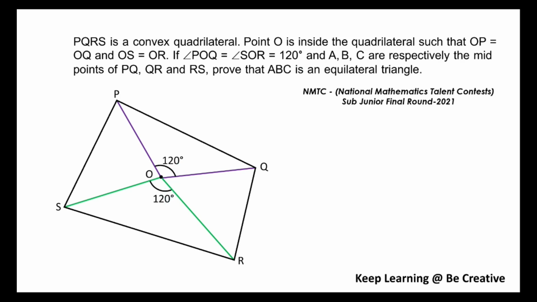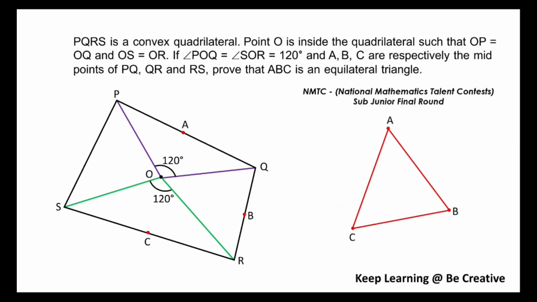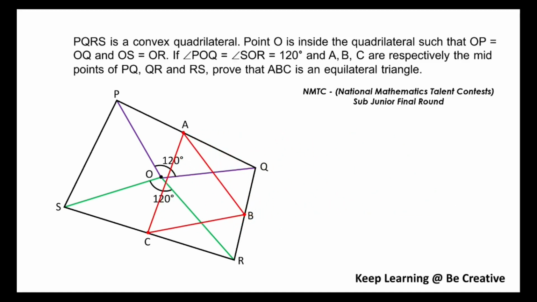Now we have been given that A, B, C are the midpoints of PQ, QR and SR respectively. So we have marked them. Now we need to prove that this triangle, which is formed by joining these 3 points, is an equilateral triangle. So to prove this triangle equilateral, let's begin with the solution of this question.